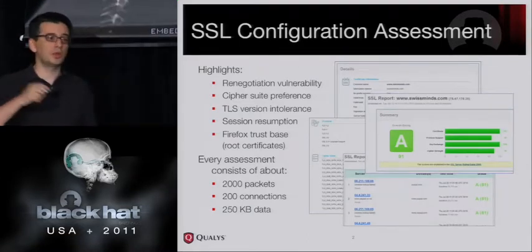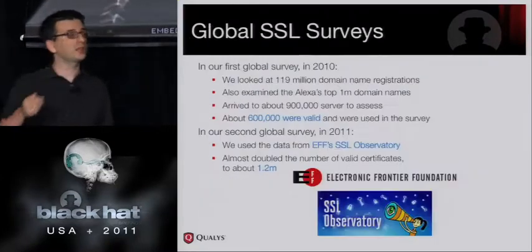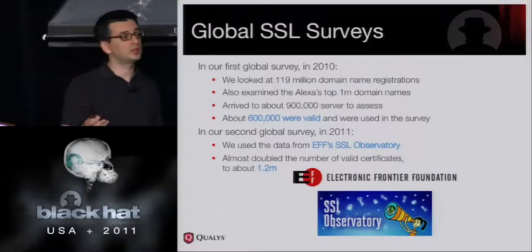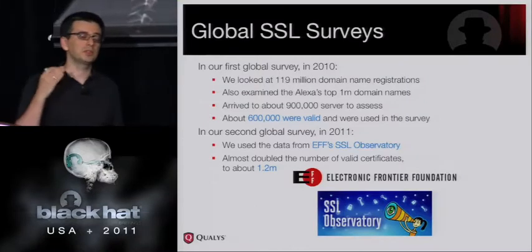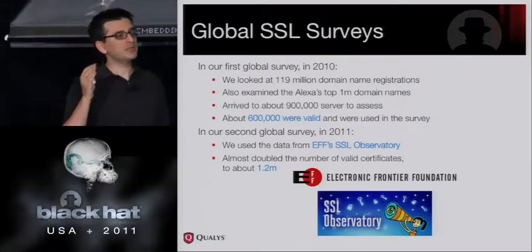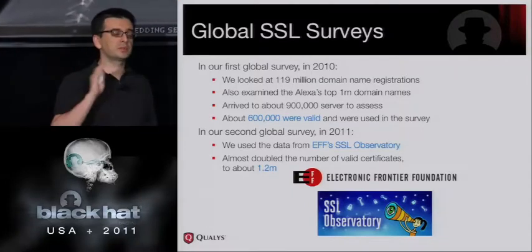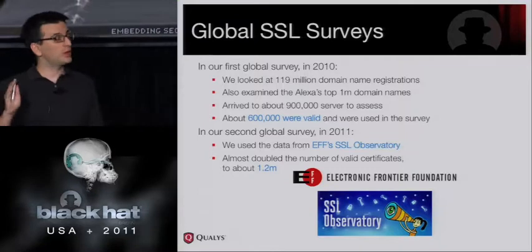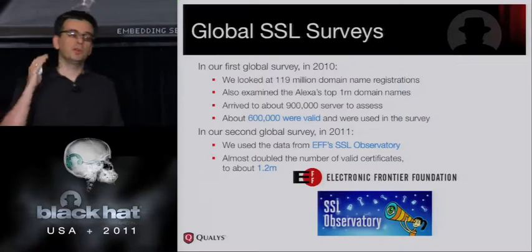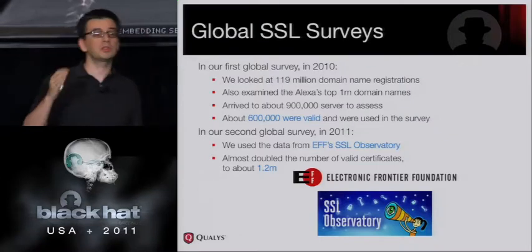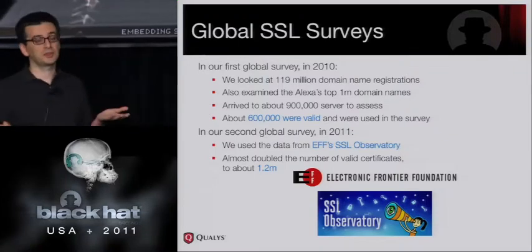So we decided to go and test every single SSL server that we could find on the internet. And this is essentially how the surveys started. In the 2 years, we did 3 surveys in total. The first survey that we did was in 2010, and we started with about 60% of all domain name registrations, which is about 120 million of those. Then we tried to find SSL servers behind each of those domain names. We found about 600,000 that participated eventually in our survey, and these are 600,000 sites with valid SSL certificates.